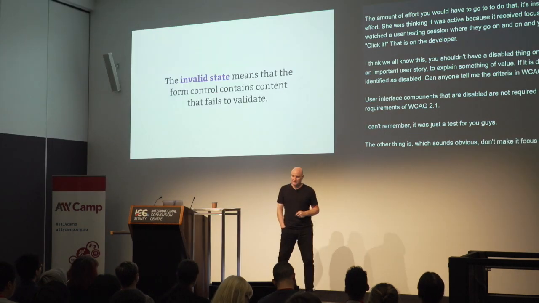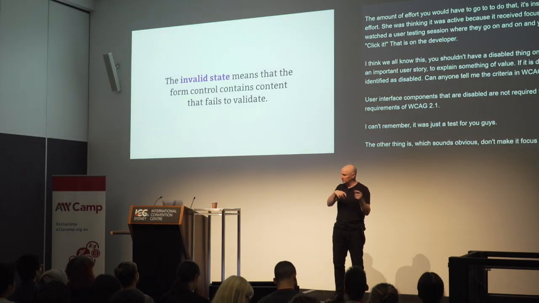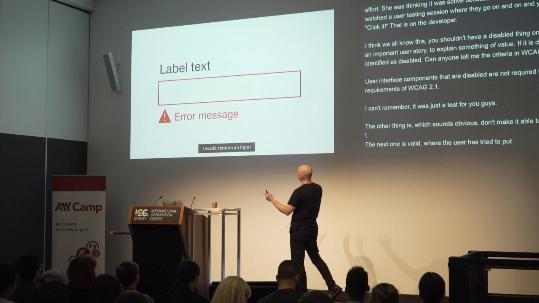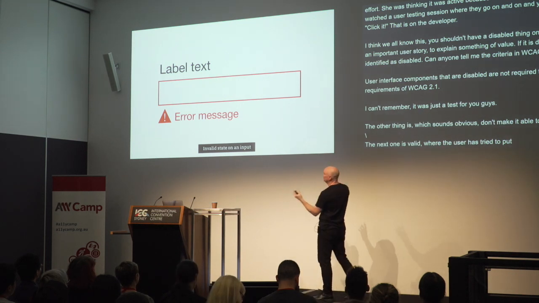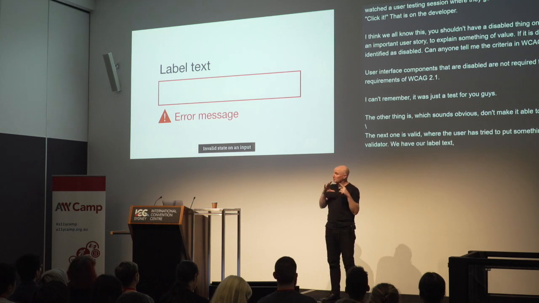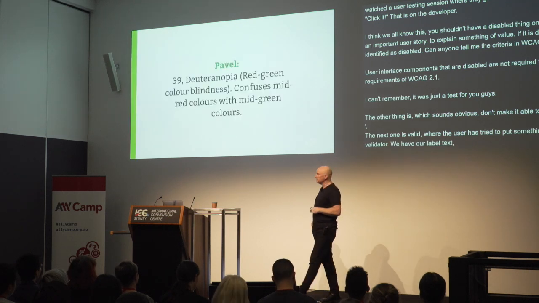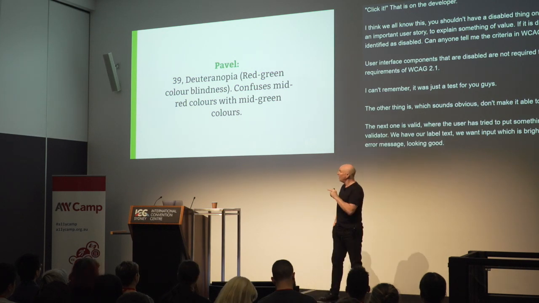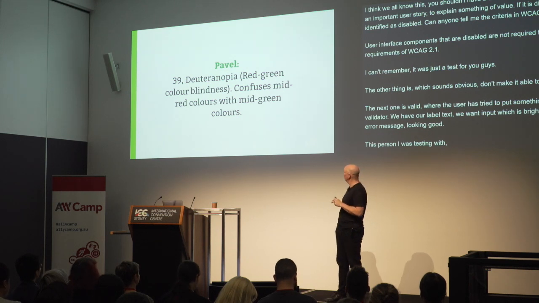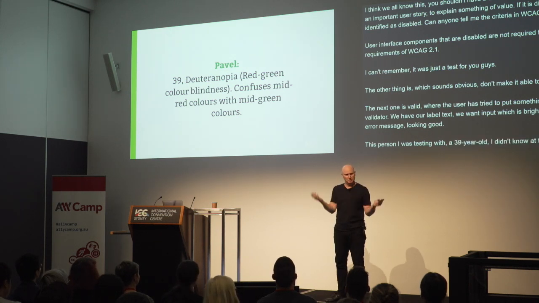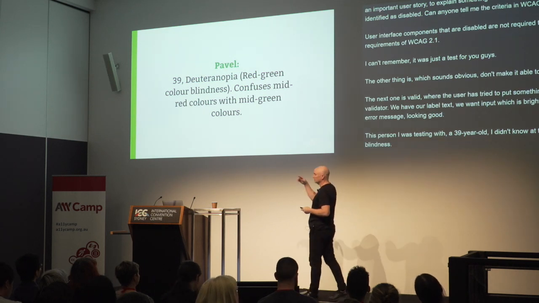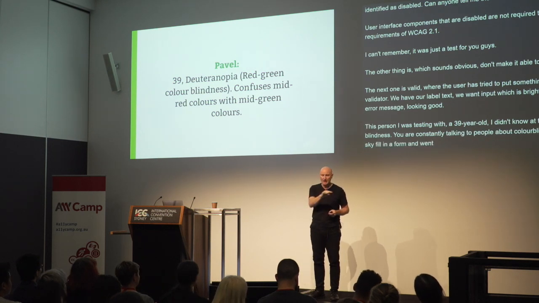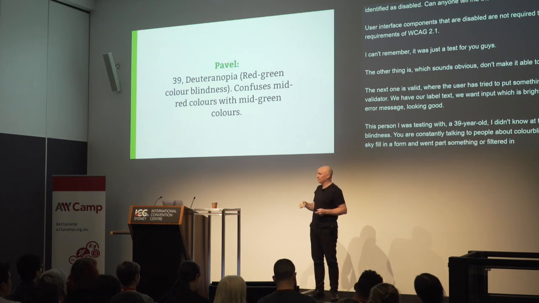Next one is invalid. So on the invalid, that's anything where the users try to put something in and it's considered invalid data. So another beautiful diagram which took hours to create. We have our label text, we have an input which is bright red. We have a little icon beside it with an error message, all looking good. So this person I was testing with, their name was Pavel, 39. I didn't know at the time they had red-green colour blindness. Now again, you're constantly talking to people about colour blindness, but I was actually watching this guy fill in a form and went past something or filled it in incorrectly, and the outline of the input went red, but he kept moving through the form, and then he submitted.